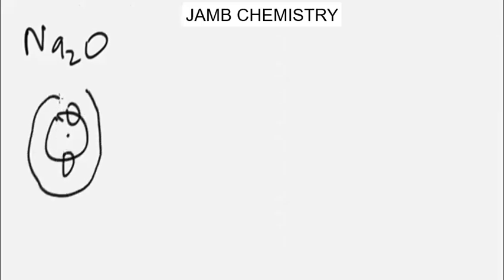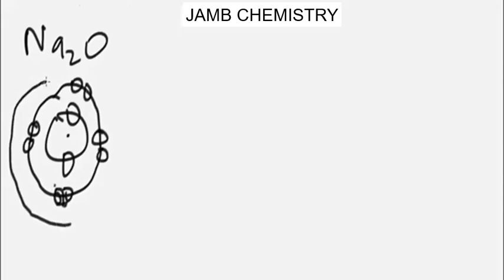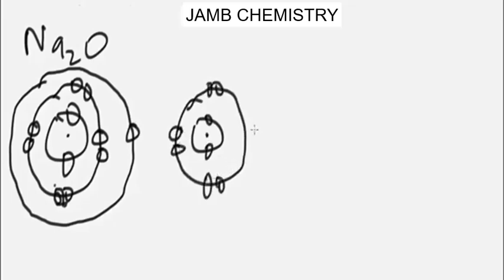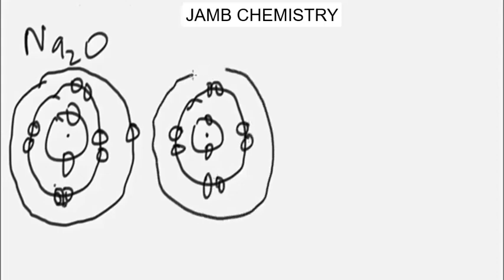Sodium has atomic number 11. This is the second shell, and this will be the third shell. This will be the second sodium atom. So this is basically what we're going to have. This will be the third shell.